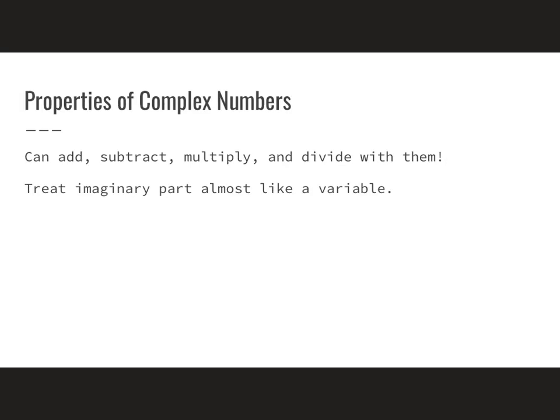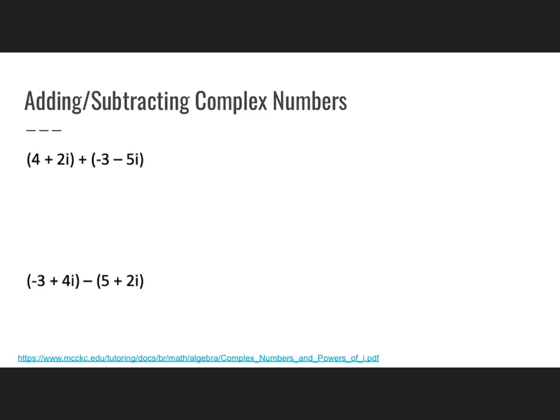So there are some special properties that come along with complex numbers, and they're actually pretty neat, right? So you can actually add, subtract, multiply, and divide with them, as long as you just treat the imaginary part almost like a variable. So let's go through a couple examples where we're actually doing some operations with complex numbers. So if we're adding or subtracting complex numbers, we're just going to treat the imaginary part almost like a variable, and so we would just combine like terms like how we would for a regular variable.